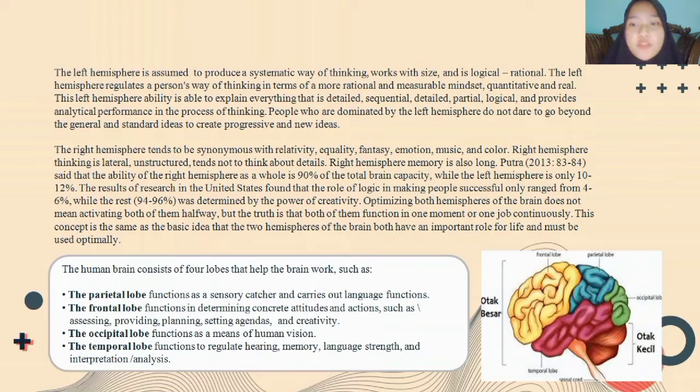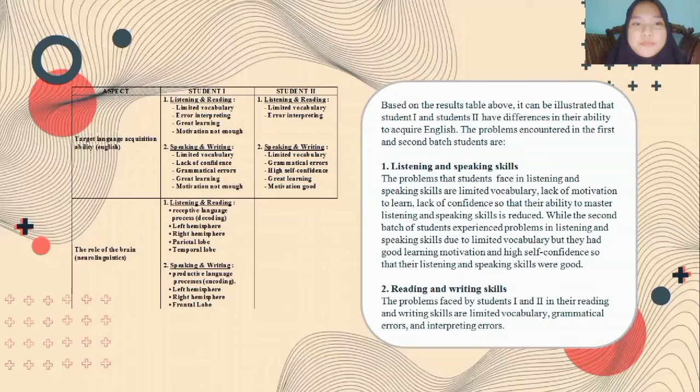Optimizing both hemispheres of the brain does not mean using each of them halfway, but rather that both of them function in one moment or one job continuously. The human brain consists of four lobes that help the brain work, such as the parietal lobe, the frontal lobe, the occipital lobe, and the temporal lobe.